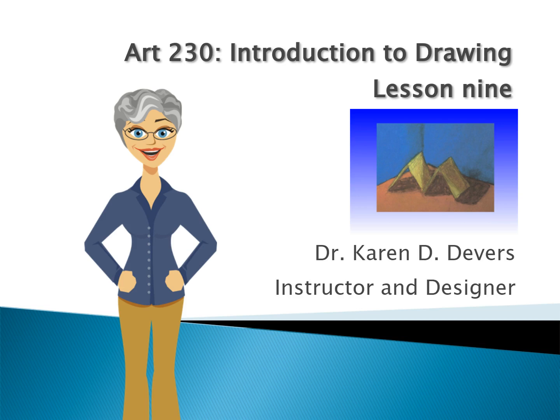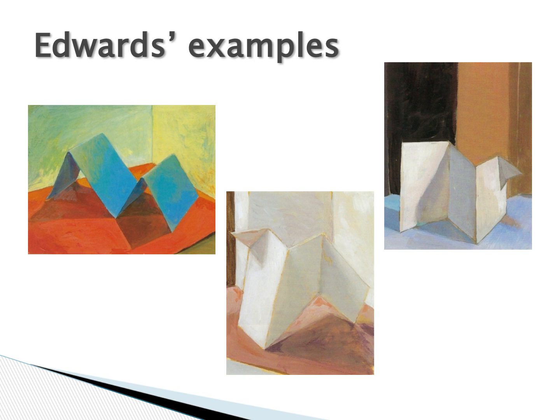In this lesson, we continue to explore color and create a very simple still life, but apply a lot of the things that you've learned in the previous lessons. So let's get started. Here are three examples of the type of still life that you'll be drawing. All of them are in the Edwards book, so you can take a look at them in more detail in the textbook, but I wanted to include them here.